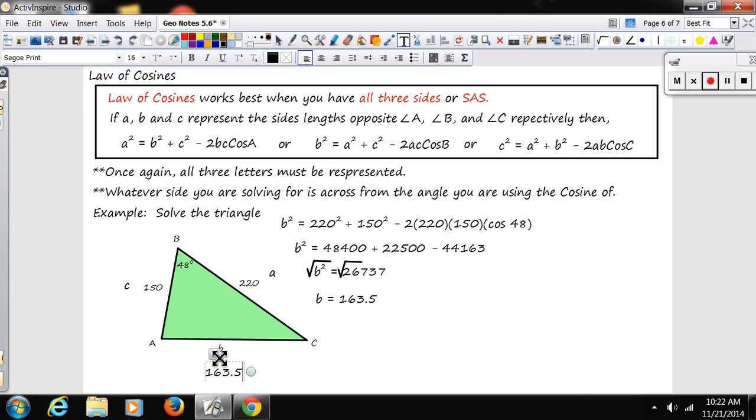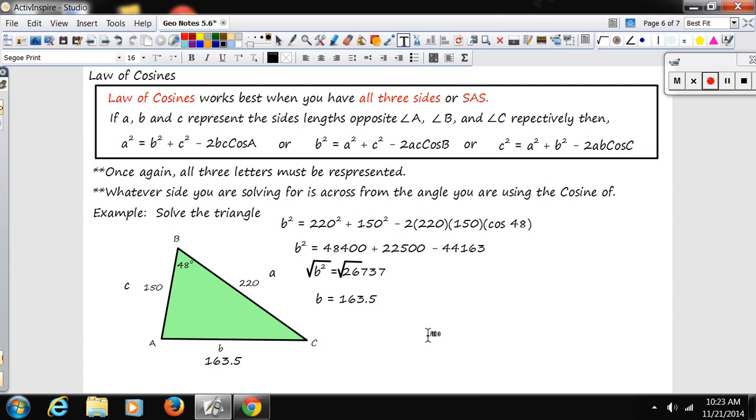It's definitely more work than just solving a proportion. You've got to square stuff, you got to add stuff, multiply, you got to square root both sides. A lot more to it than simply setting up a proportion and multiplying the diagonals. So if you had a choice between the two, what would you pick? I pick law of sines because I'd rather just set up a proportion and multiply my diagonals.